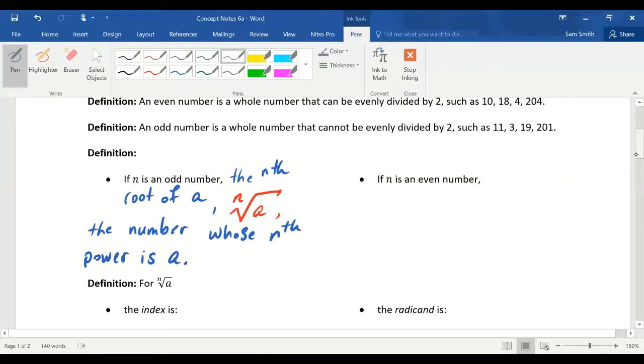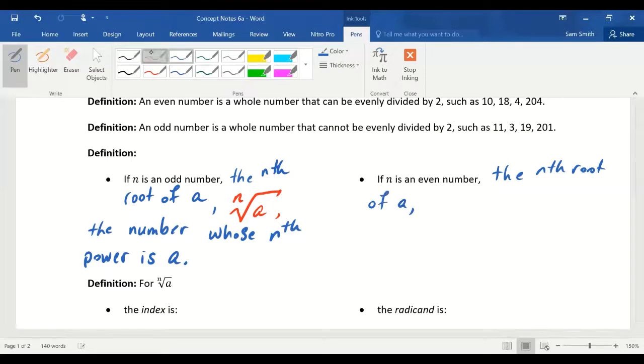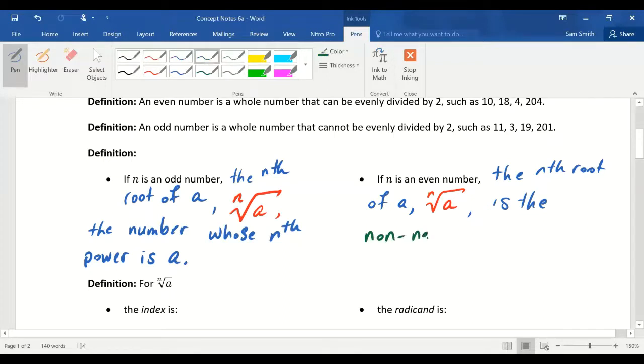Okay. The definition is slightly different in the case where the number in the elbow of the root here is not an odd number like 3, but an even number, maybe like 4. If n is an even number, the nth root of something that I'll call a, it's written exactly the same, nth root of a, is the non-negative number whose nth power is a.